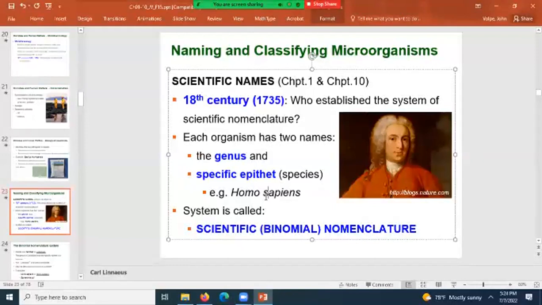And it was such a good system, it's still being used today, meaning scientists continue to use his system, the binomial nomenclature that he came up with. He also started the classifying of microorganisms, putting them into ever larger and larger groups, meaning similar animals are put into a genus, and then they're put into a family, and then eventually into other larger groups, the kingdom and the domain.